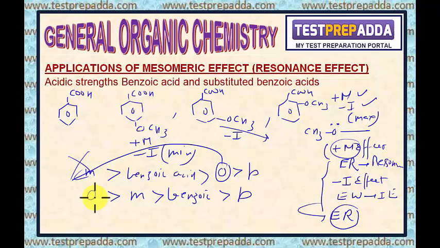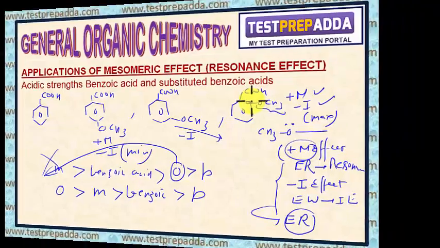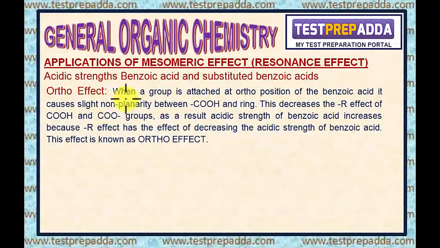Now why? To explain this abnormal behavior, we say that when the OCH3 group is present at the ortho position of COOH, because of this steric effect, COOH loses the planarity with the ring, because of which its acidic strength increases sharply, and this is called the ortho effect. Just read these lines. Ortho effect.